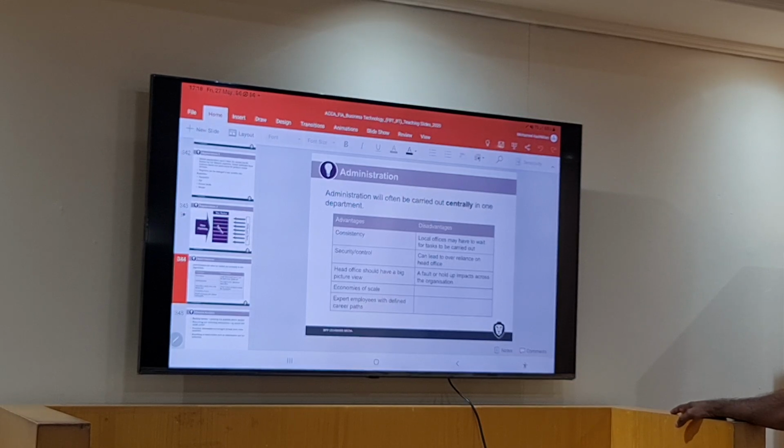Yes. Some decision, one customer is waiting, asking for a price discount. If it is centralized administration, then you need to get their permission. You send an email and then they respond and then they talk to their manager and by then the customer will go home. A fault or hold up or impact on the organization.